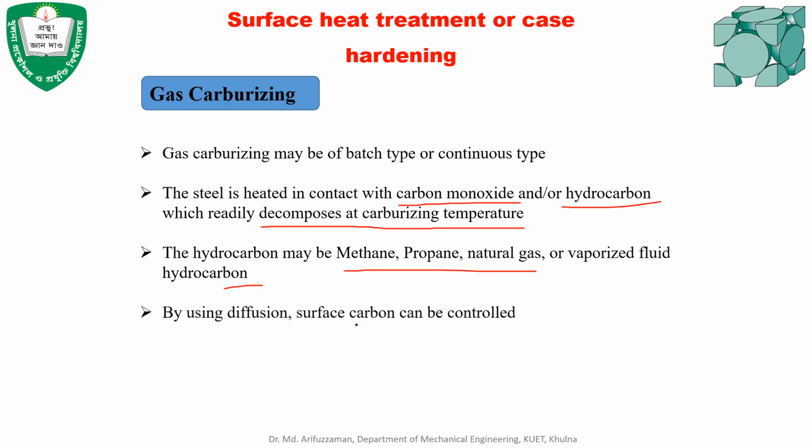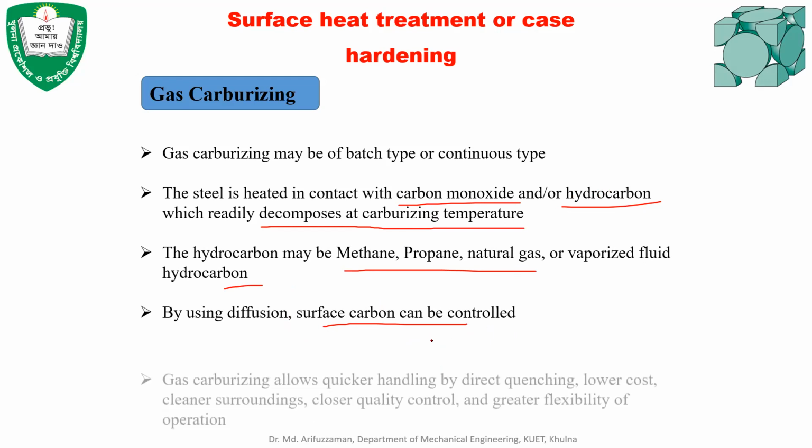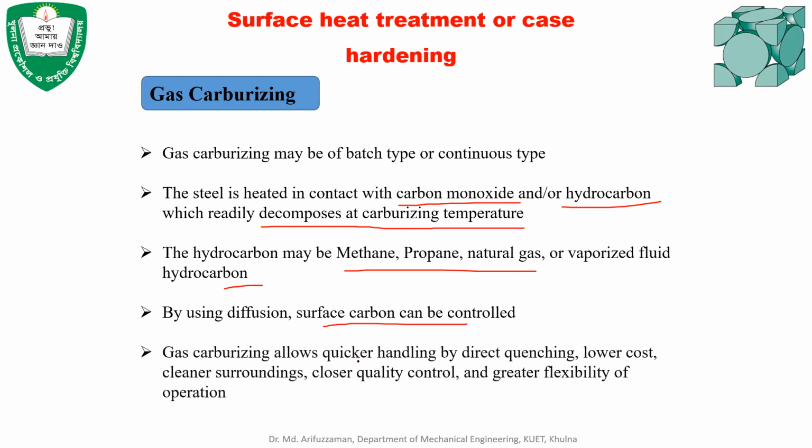By using diffusion, surface carbon can be controlled. That means how much surface carbon you want to obtain in the heat treated surface can be controlled by controlling the gas generation. And gas carburizing allows quicker handling by direct quenching, lower cost, cleaner surroundings, closer quality control, and greater flexibility of the operation. These are the advantages of gas carburizing.